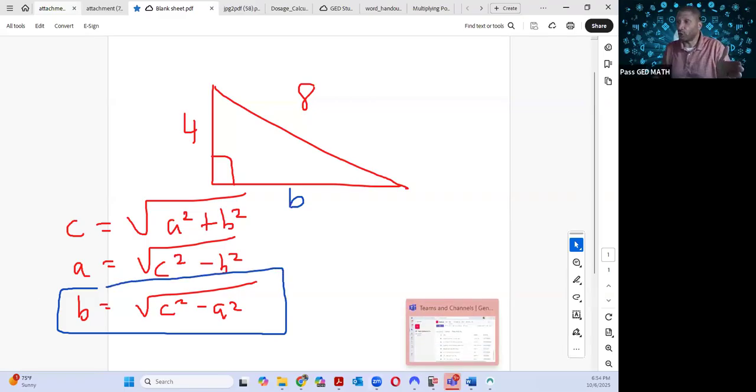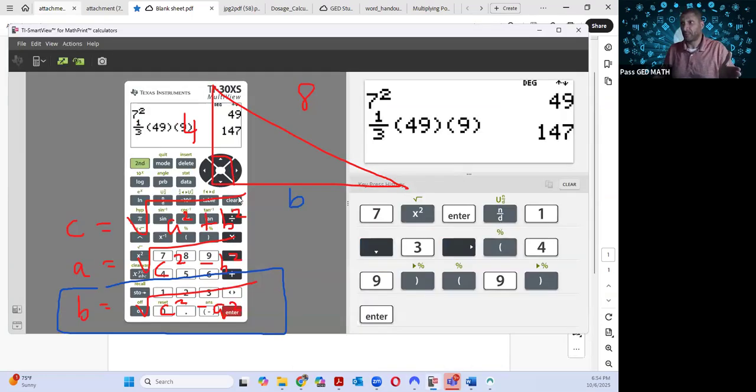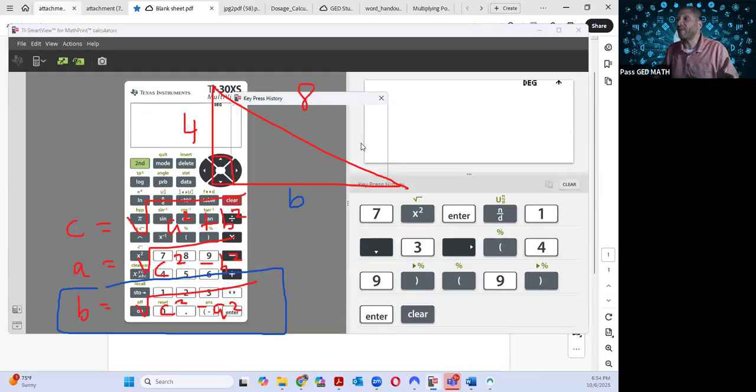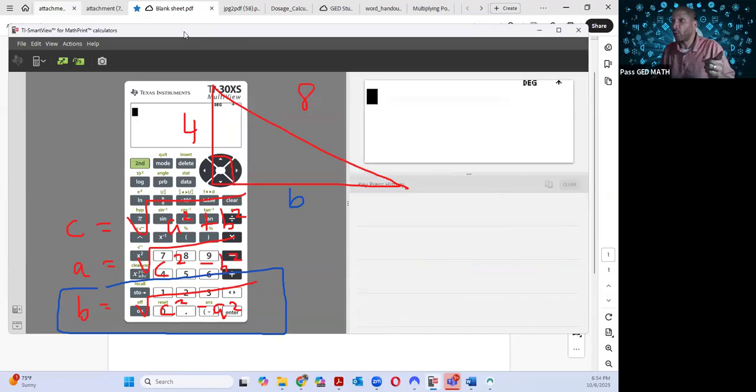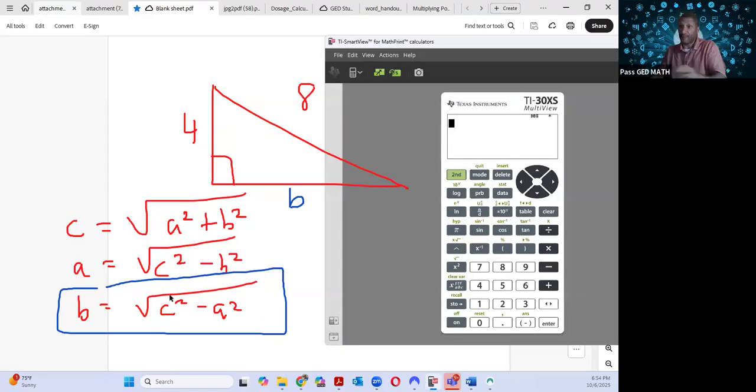Now, I just showed you a 10-minute problem. We're going to do it in 15 seconds. But you got to be able to identify off that right triangle what's A, what's B, and what's C. Watch this. Square root. I got to hit my second square root. C squared. C is 8. 8 squared minus A squared, which is 4 squared. Get out of my square root, press enter. I am done. 15 seconds.